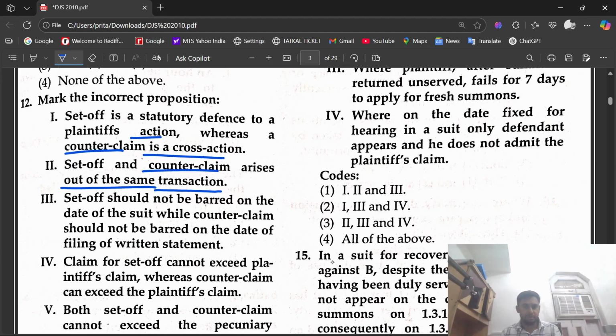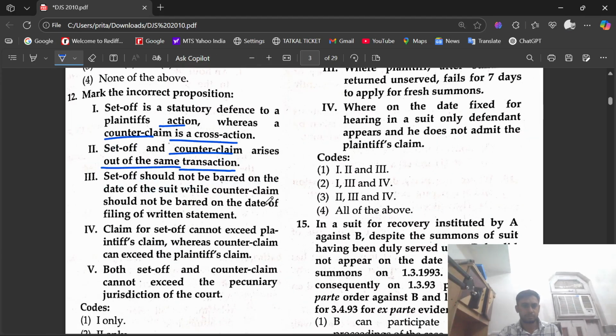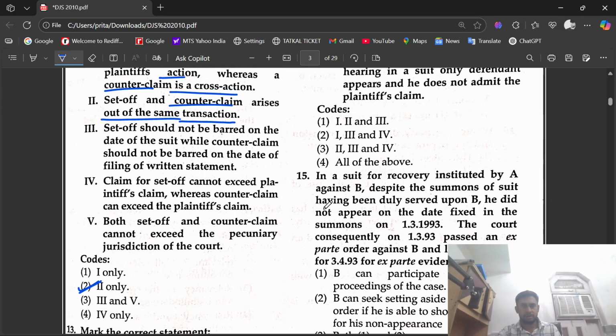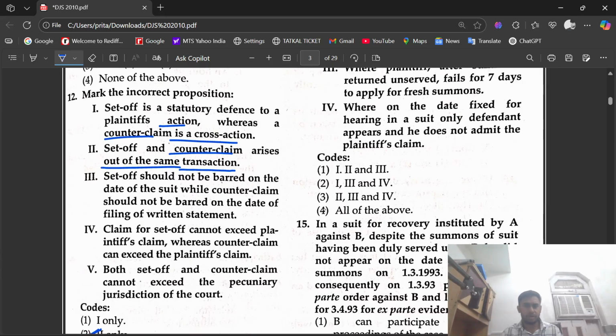Claim for set off cannot exceed the plaintiff's claim, whereas a counterclaim can exceed the plaintiff's claim. Both set-off and counterclaim cannot exceed the pecuniary jurisdiction of the court. The right option is second, that is second only. Means set-off and counterclaim arise out of the same transaction.